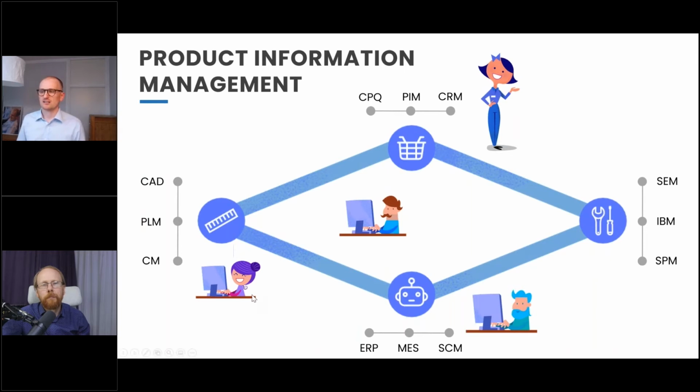On the left-hand side, we have Jennifer. Jennifer works in engineering, so her department makes sure that new products are developed, that they are engineered, and that they can be sold. You can say, I mean, if they can be made.